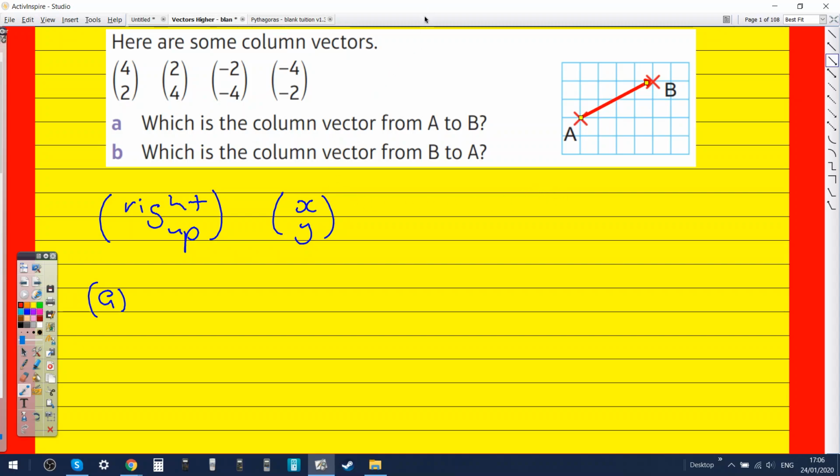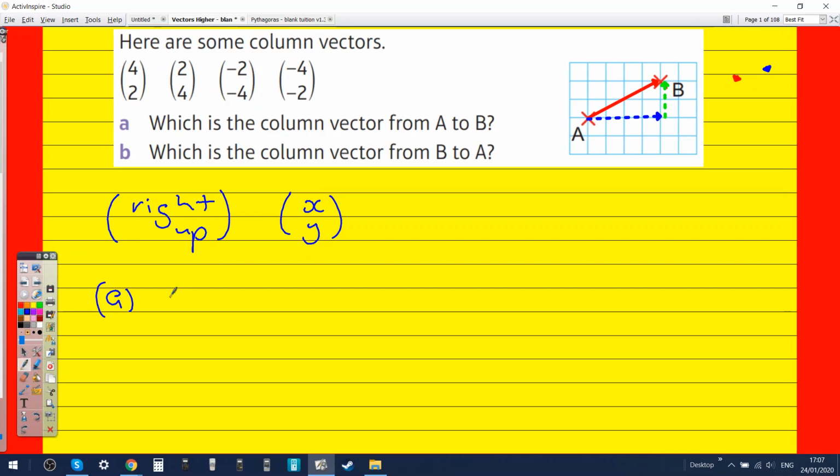Isn't it the second one? No, because it's going up. So going up is the y-axis. So 2 up. So that up, the top one is right. So right comes first, up comes second. Okay, so the first one. Yes. And what if you were going the opposite direction?